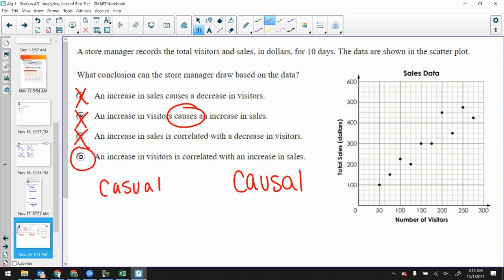Let's check. An increase in visitors is correlated with an increase in sales. That is true. That is definitely true.